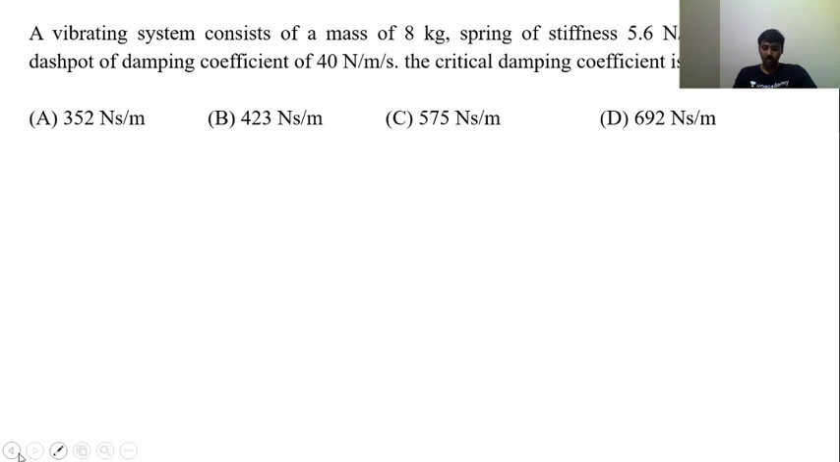Now we are moving into the problems. The first problem is regarding damped longitudinal vibration. A vibrating system consists of mass 8 kg, spring stiffness 5.6 Newton per millimeter, and a dashpot of damping coefficient 40 Newton per meter per second. Then from this, find the critical damping coefficient.